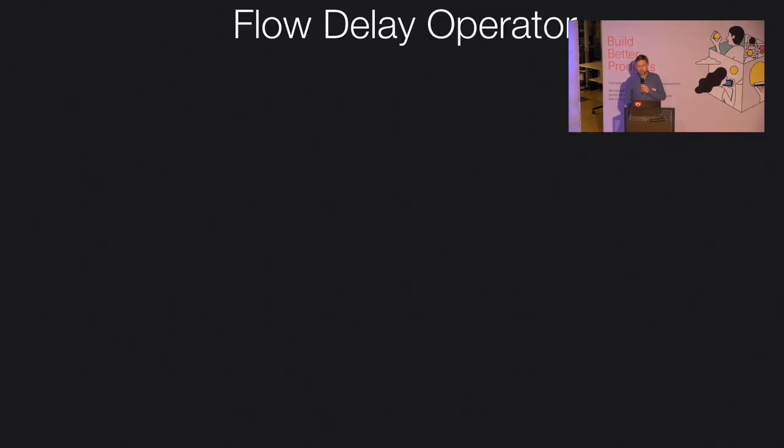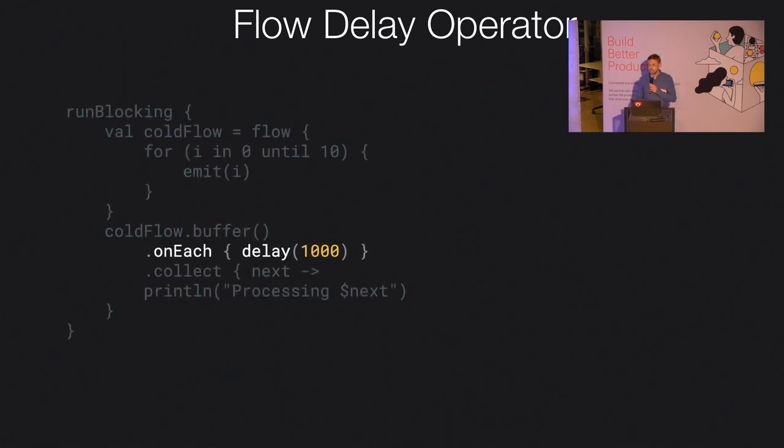Well, one of the operators that's missing from Flow is delay. You look in the docs and there's no way to just have a value come into the flow, delay for a second, and then have it come out. It's a pretty common operator in Rx. Sometimes you want to do that. So the way to do that in Flow would be, so this is a previous example, you just put onEach delay for however many milliseconds you want, and you're done.